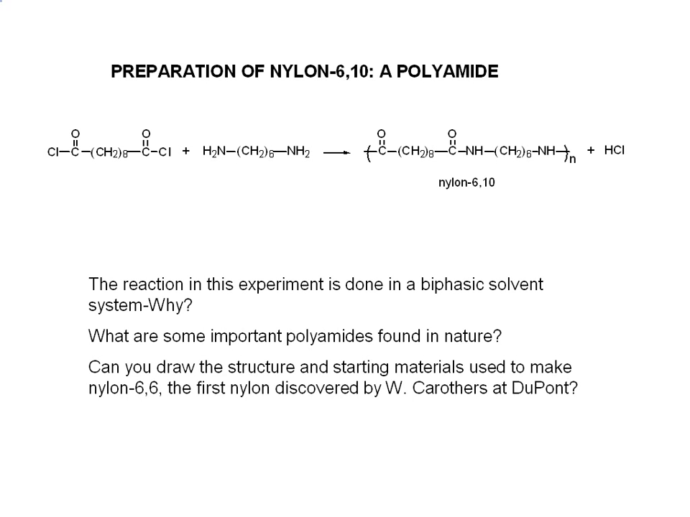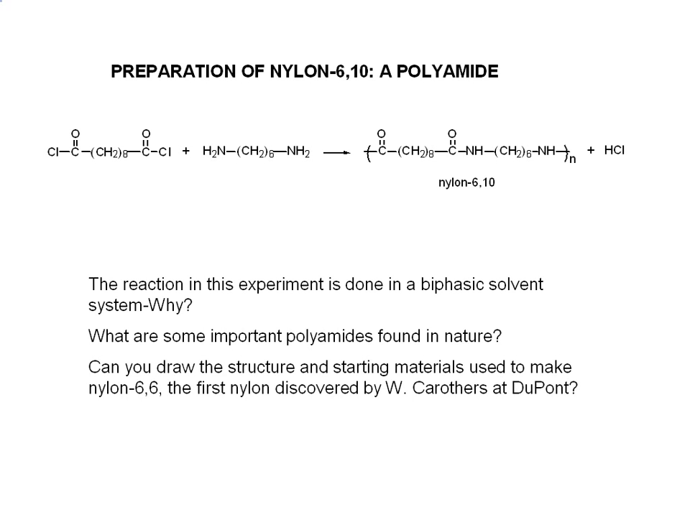There are many important polyamides found in nature. You should be able to name a few naturally occurring polyamides. What are the starting materials that you would use to make nylon 6,6 as opposed here to nylon 6,10?